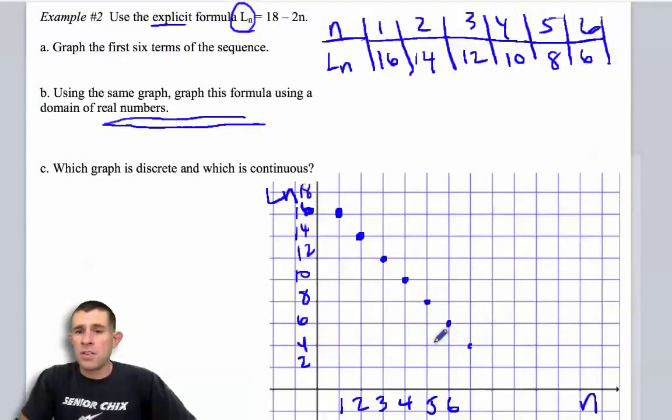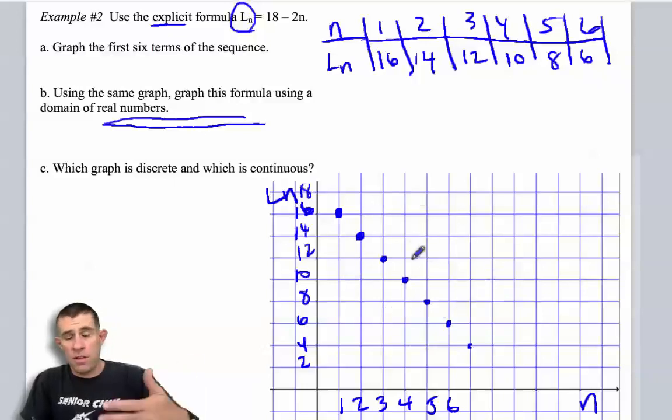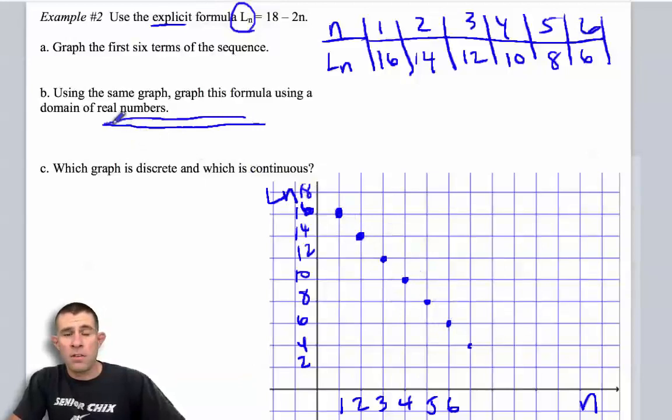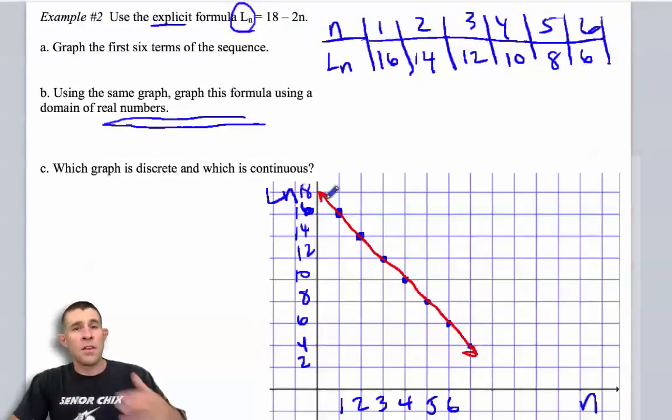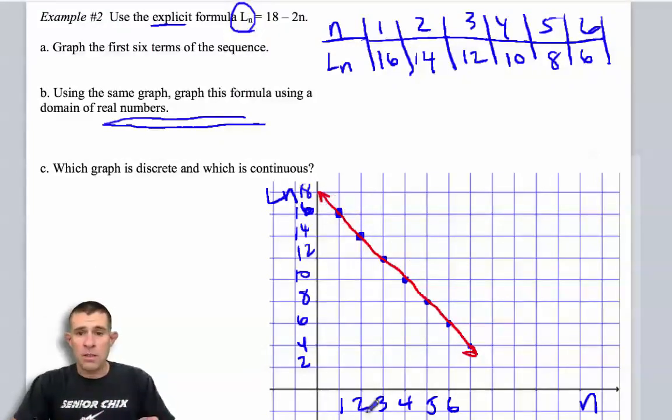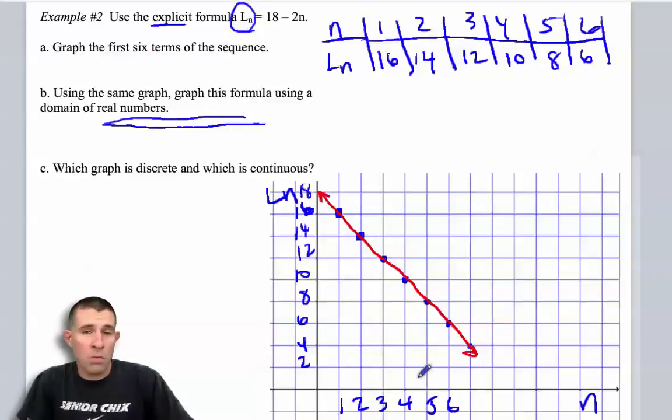I'm going to change colors here now. Graphing the sequence, or graphing this explicit formula, I would end up with a discrete graph. Now, graphing a domain of real numbers, I'm now going to end up with a solid graph here, or a continuous function, because that will contain all numbers in between these integer or whole number values.